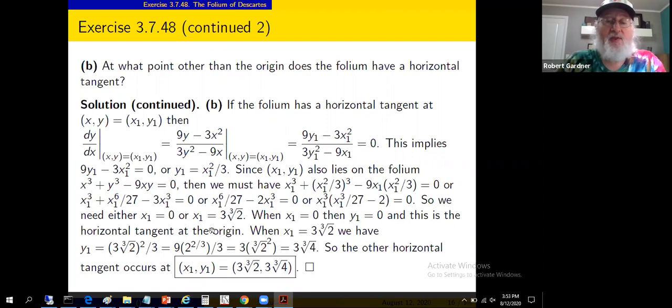Okay, so it must be the one where x1 is 3 times the cube root of 2. So plug x1 equals 3 times the cube root of 2 into this formula here. That'll tell us the corresponding y1 value. There's the arithmetic. We'll get 3 times the cube root of 4. So it looks like that tangent occurs at the point x1, y1 with the values we found. x1 is this and y1 is that, as given here. So there's the coordinates of the other point where the curve has a horizontal tangent.